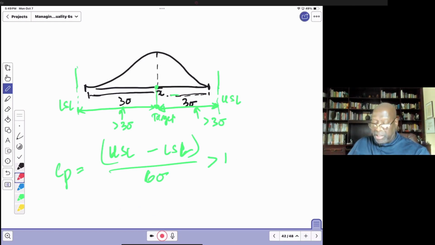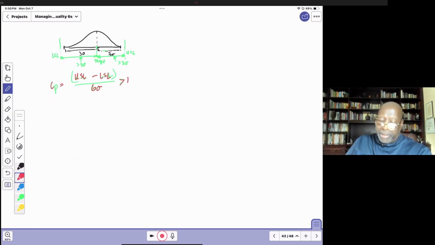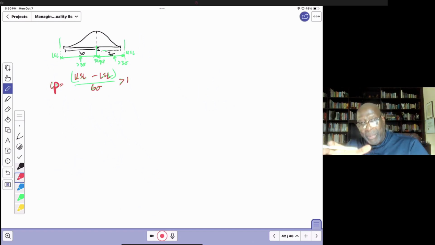All right? So CP is just your upper limit minus your lower limit divided by your 6 standard deviations, right? And that should be greater than 1. Now, that's all well and good, but it is possible for us to get a CP greater than 1, but the process is not capable on one side or the other. So let me show you what I mean.